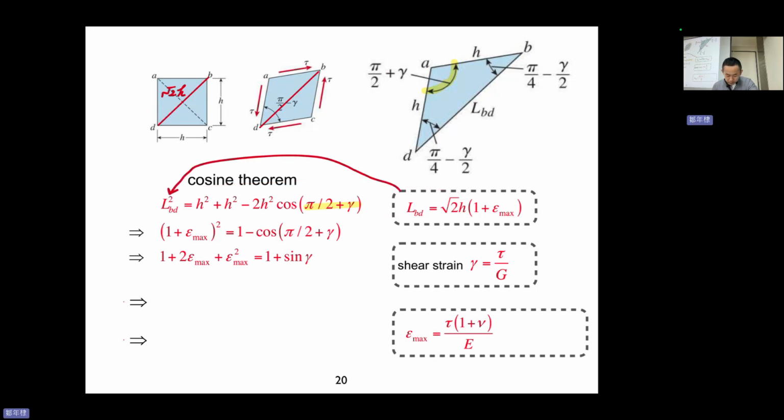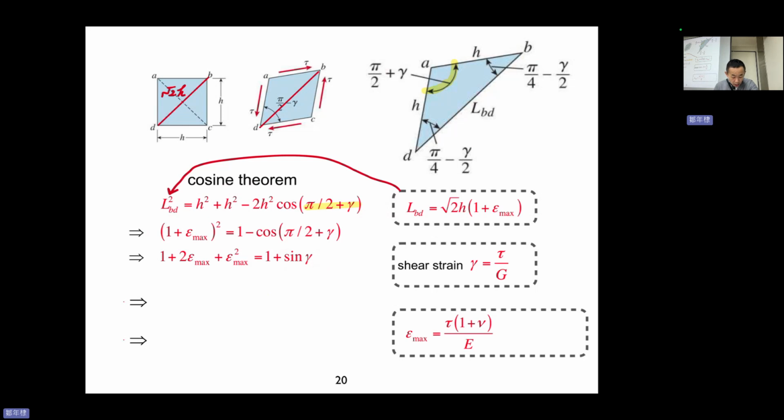And then you can divide by square root 2 h. And then you can have 1 plus epsilon max equal to 1 minus cosine, blah, blah, blah. Okay, then we can continue. We expand this, we can get this one. And something we need to see is that minus cosine of half pi plus gamma equals sine gamma.